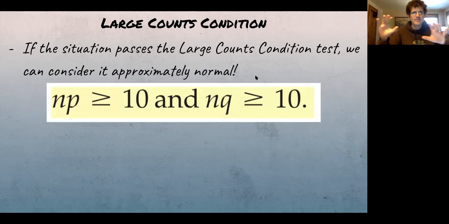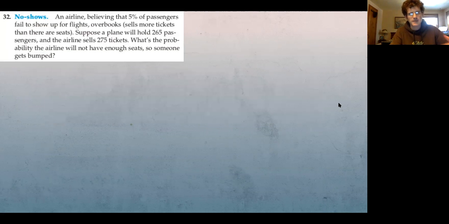And again, this is kind of like the 10% condition. I'm introducing it right here. It is part of this chapter, but this is really going to come into play once we get into units 9 and beyond. We will be checking the 10% condition and the large counts condition quite frequently. And I will constantly remind you of this. All right.